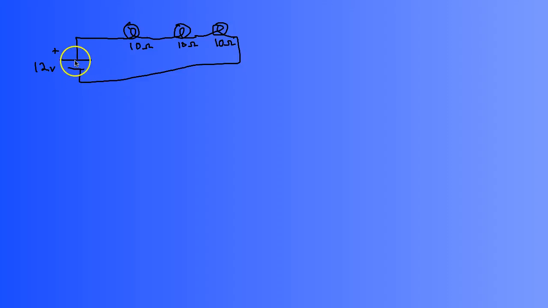Here we have another series circuit, this time with 3 bulbs, each with 10 ohms of resistance, powered by a 12-volt battery, okay? So the question I have for you is how much current is going to be used in this circuit. Okay, so go ahead and figure out how much current will be consumed in this circuit. You can apply the same principles we used in the example before.